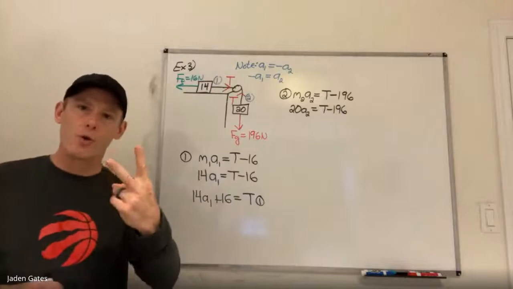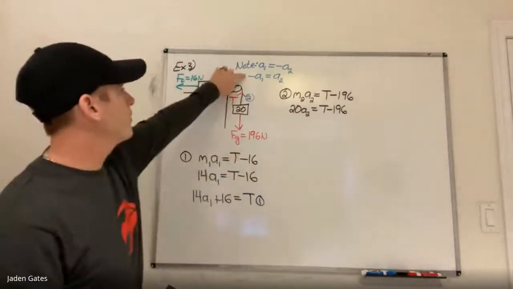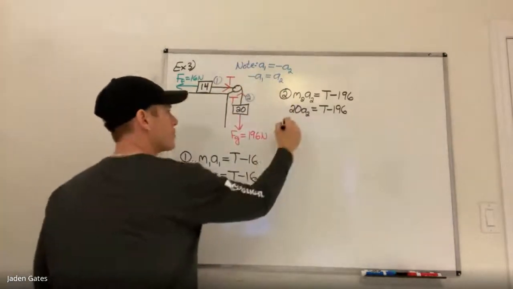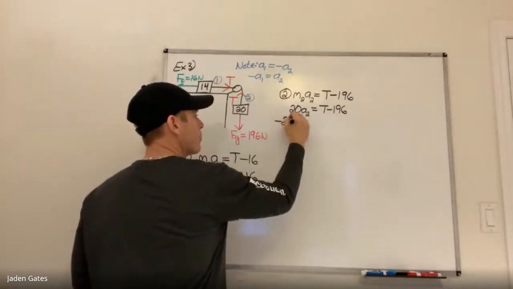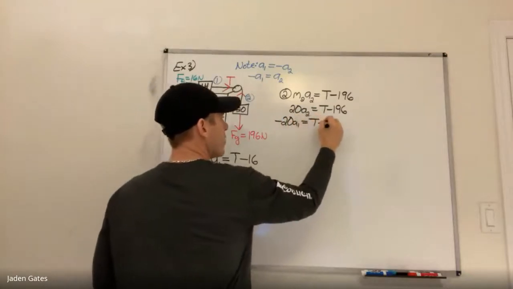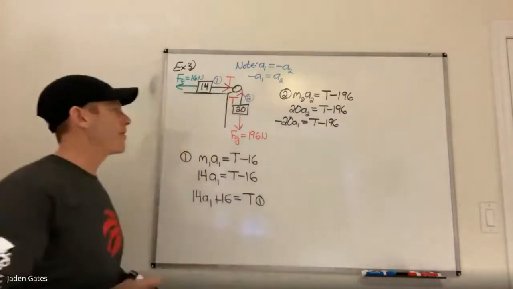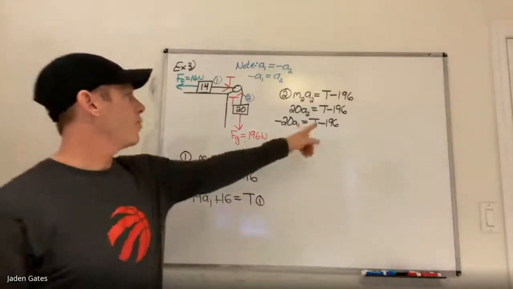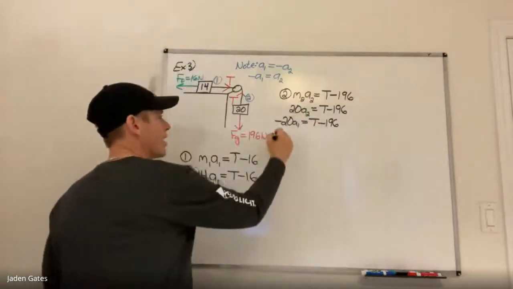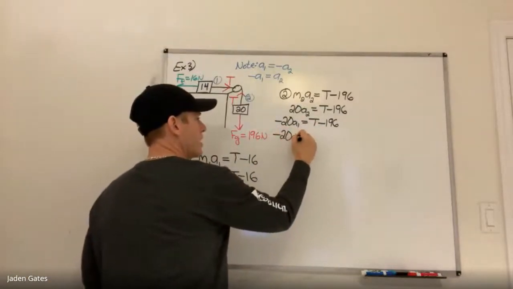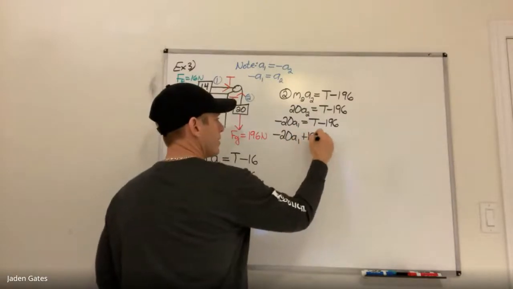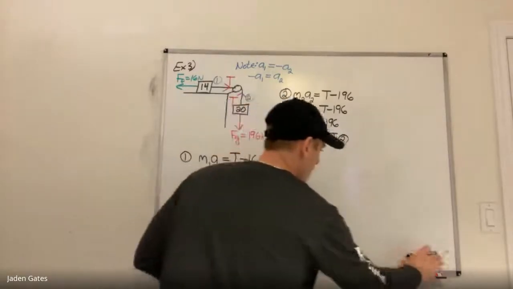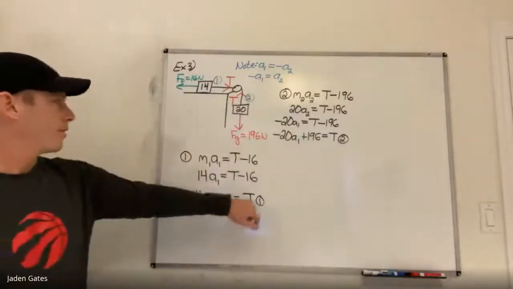I'm always going to make two adjustments. The first one is the opposite here. Instead of an A2, I'm going to put in a negative A1 because they're opposite. So this is going to become negative 20A1 equals T minus 196. All right, so there's my first adjustment. My second adjustment, again, is getting T by itself. So I'm going to move the minus 196 to the other side. So I have minus 20A1 plus 196 is equal to T. There's my second equation.